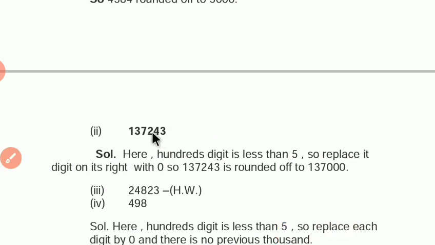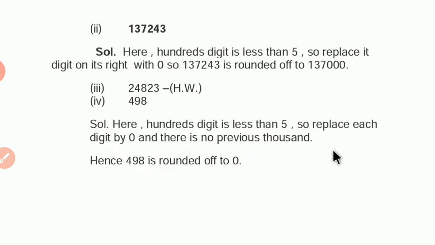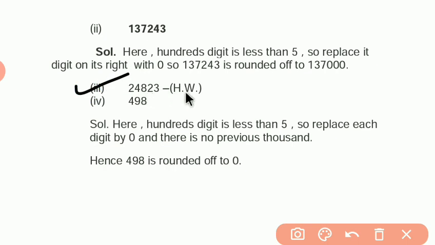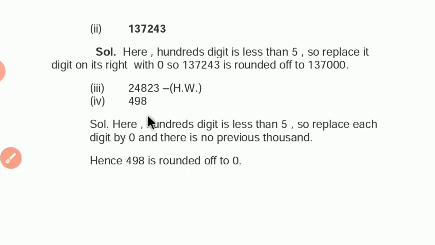So replace the digits on its right with 0. If it is less than 5, there will be no change. So 137 will be as it is, and 243 will be replaced with triple 0. So 1,37,243 is rounded off to 1,37,000. Then question number 3, 24,823. This one is your homework. Then we'll see the last question, 498.